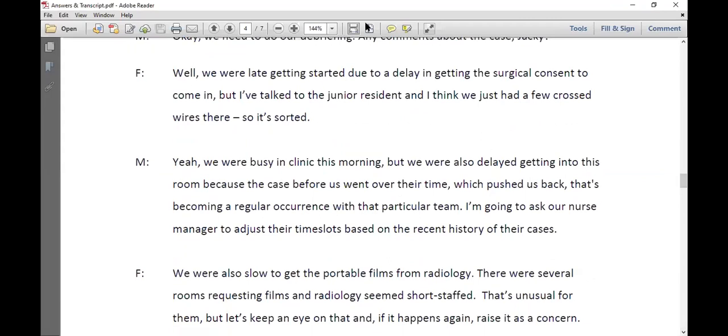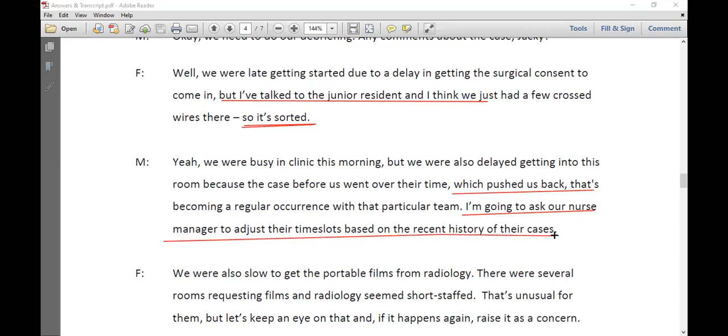Okay, so taking a concern, there were a few problems and that is already sorted. So it is not something that they are going to deal with immediately. Then they talked about the delay, yes, in the previous surgery. And I'm going to ask our nurse manager to adjust their time slots. So this is something they are going to follow up immediately. How can I rule out C is here.